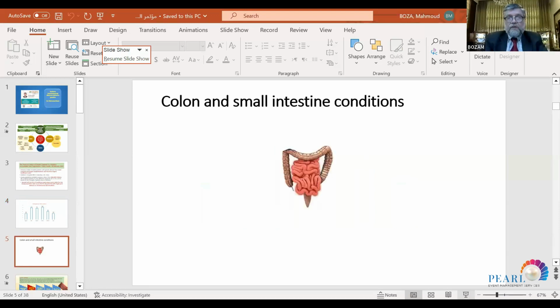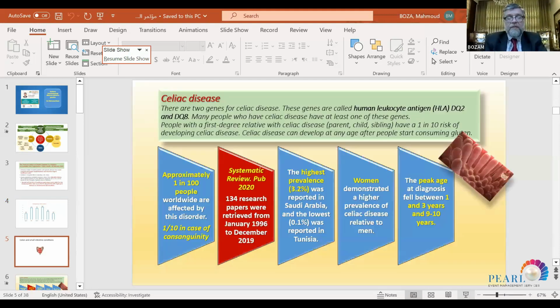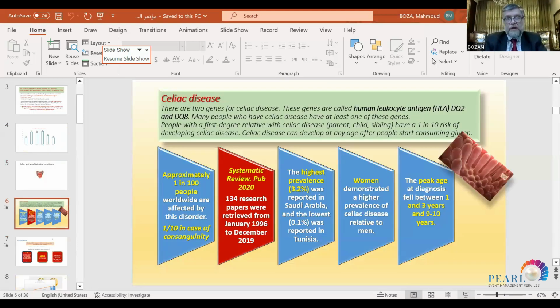What about colon and small intestine conditions? In fact, the first disease proven to be related to genetics is celiac disease. We know celiac disease is prevalent in Arab countries. Some studies demonstrated that the prevalence goes from 1% to 3%. The highest level was noted in Saudi Arabia and the lowest in Tunisia, for example. Peak ages for the diagnosis of celiac disease were noted from 1 to 3 years old and from 9 to 10 years old.